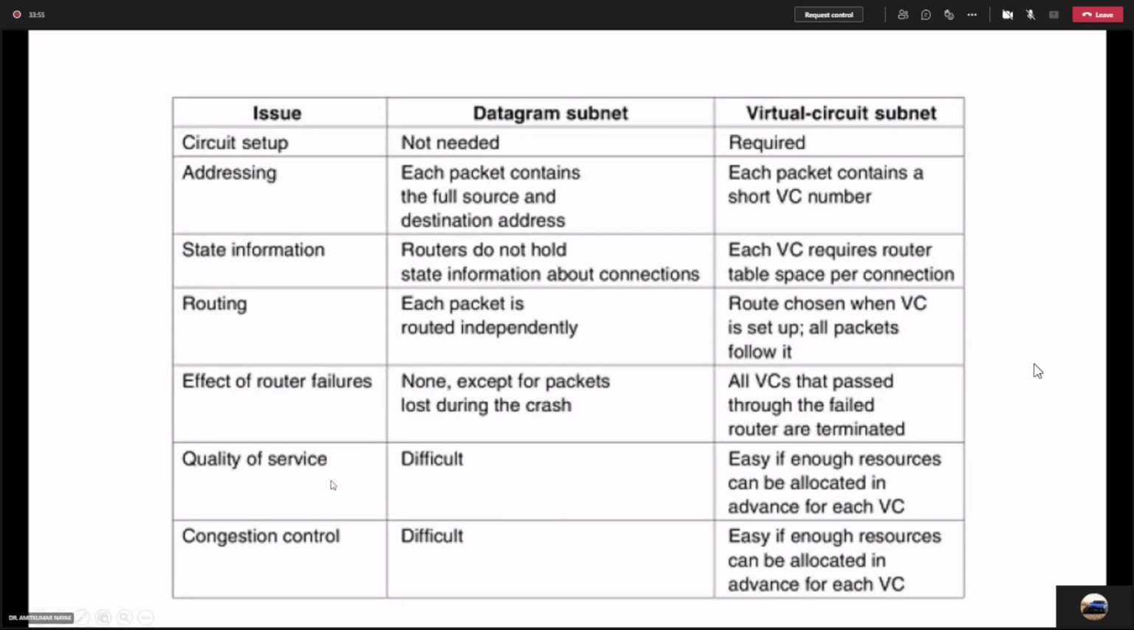So reserving the bandwidth, allocating the speed, all these are parts of quality of service. It is very difficult to achieve quality of service in connection-less communication, whereas in connection-oriented communication, you can easily achieve quality of service. And congestion control, it means the traffic.